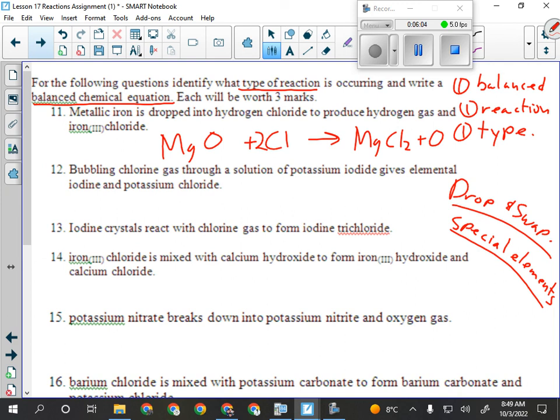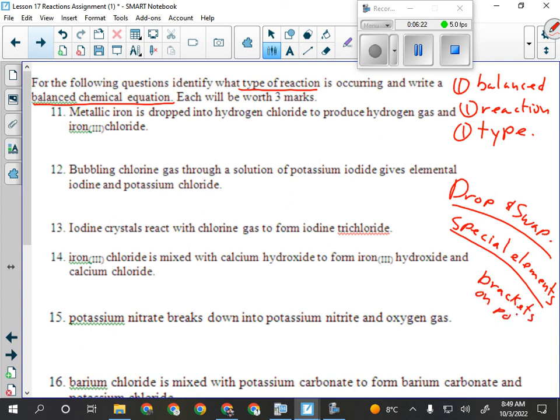So that's why it's super crucial, okay, for you to remember your special elements or remember your drops and swaps, okay? If you forget to do either of those things, then you're going to struggle, okay? And I don't want that for you, so watch out for that, okay? Another thing, brackets on polyatomic ions.